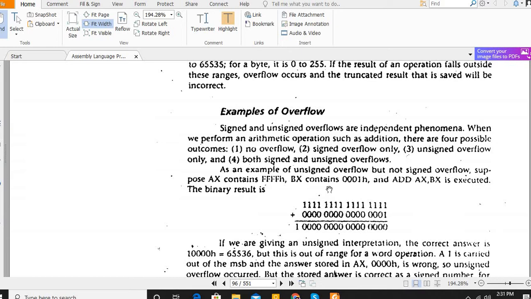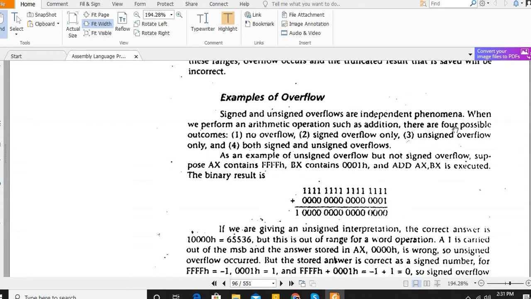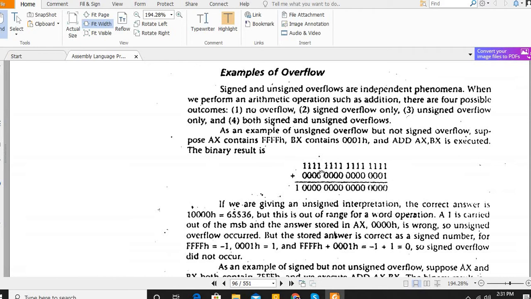When we perform arithmetic operations like additions, there are 4 possible outcomes: no overflow, signed overflow, unsigned overflow, or both signed and unsigned overflow occurring in your operation. There are different kinds of scenarios which I will explain using examples.